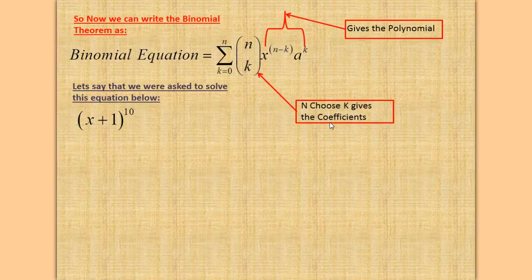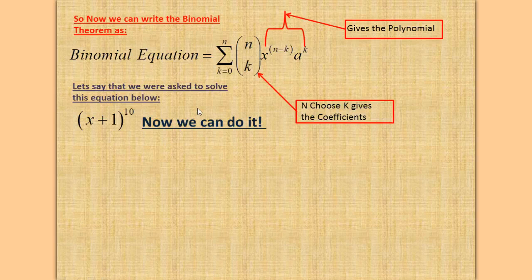Let's say that we were asked to solve this equation below. X plus 1 raised to the power of 10. Well, x is in the place of where I had a, and 1 is in the place of where I had b. So you just replace those. Now we can do that.